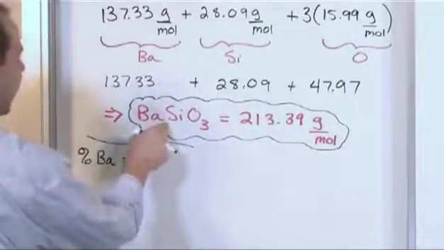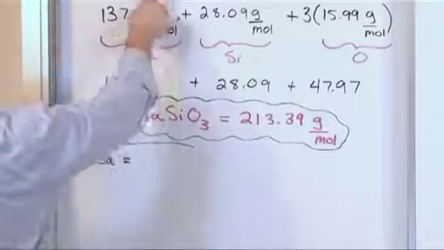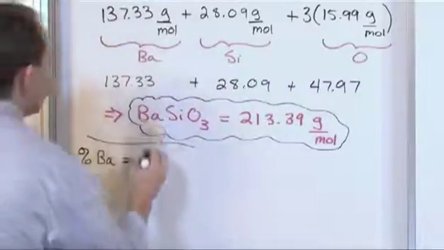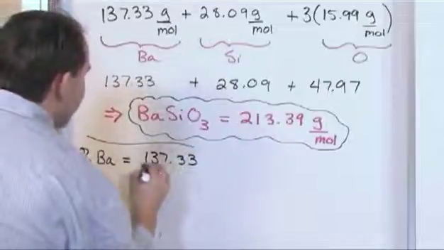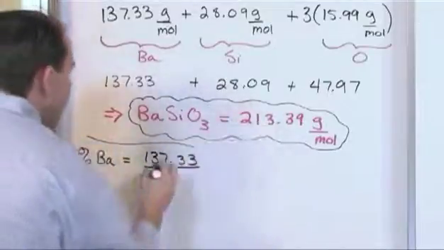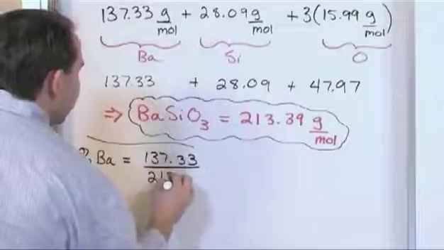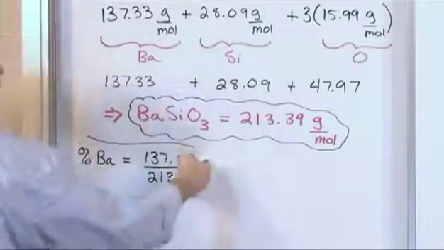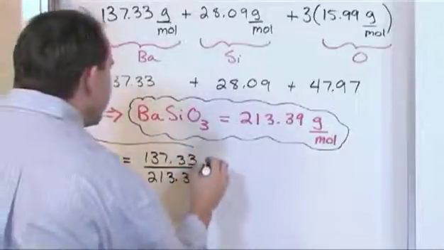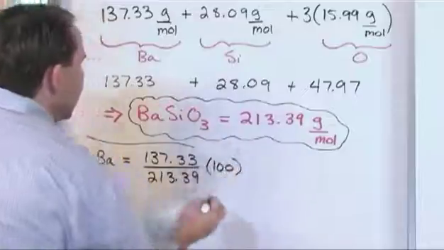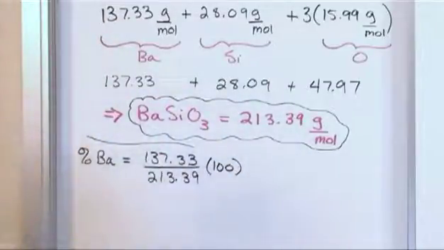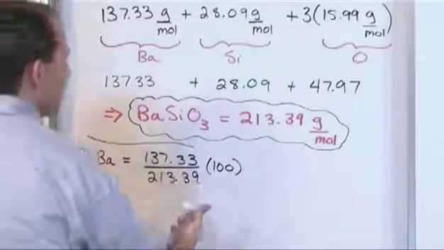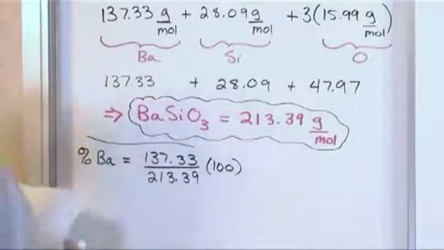Well, there's only 1 barium atom here, so we already figured this out. The mass of 1 barium atom is 137.33 grams per mole. Let's divide it by the mass of the whole compound, 213.39. Again, grams per mole, grams per mole. And we're going to multiply whatever we get in our calculator by 100 because this is just going to give us a decimal between 0 and 1 somewhere. We're going to take that decimal and multiply by 100. That's what gives us a percentage.